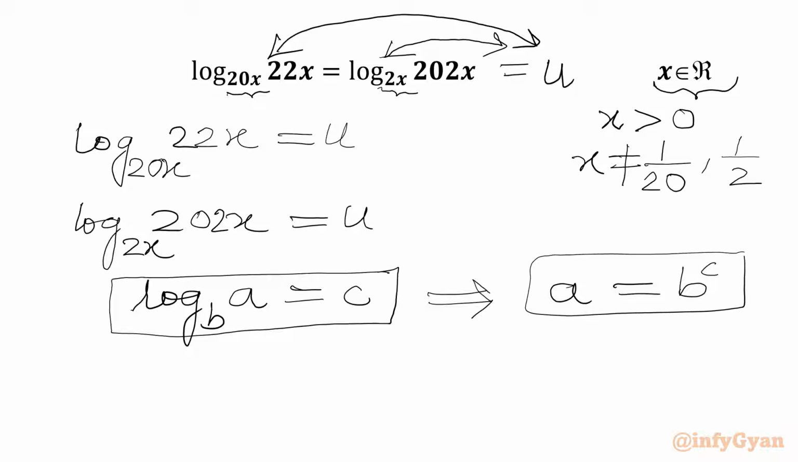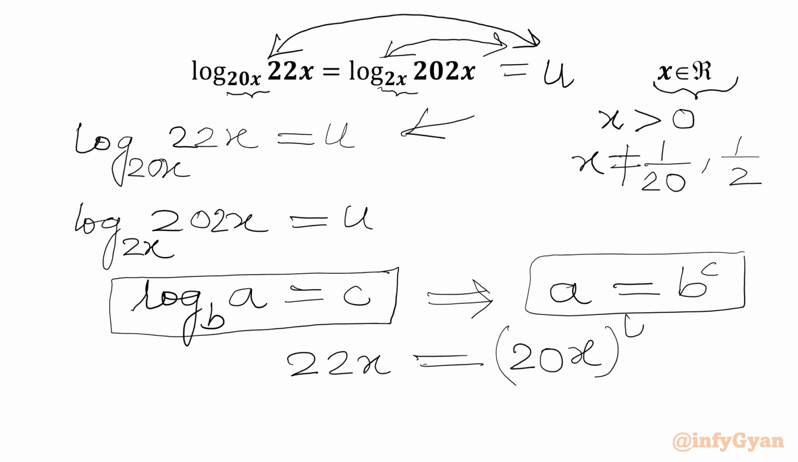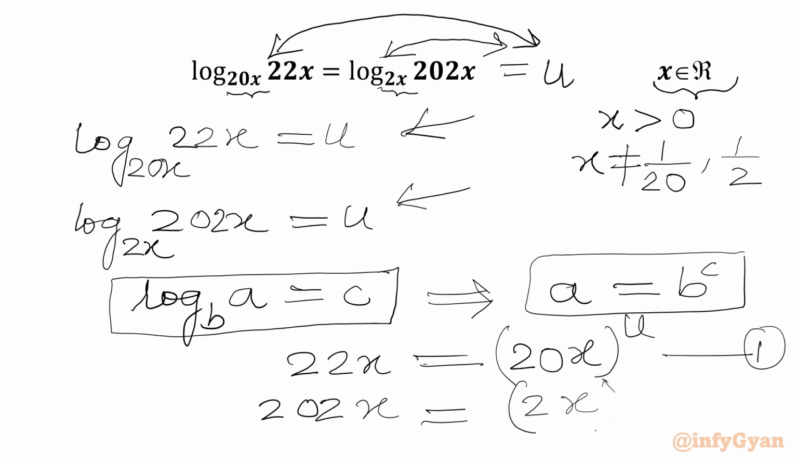So I will write our first equation in exponential form: 22x will be equal to 20x with whole power u. Let's say this is the first equation. And if we convert the second equation into exponential form, we can easily write 202x will be equal to 2x with whole power u. This is our second equation.